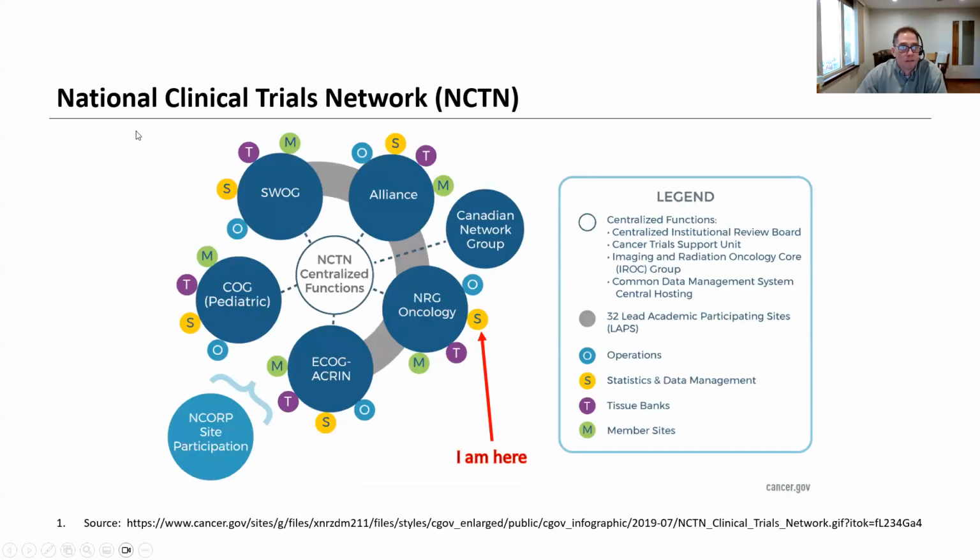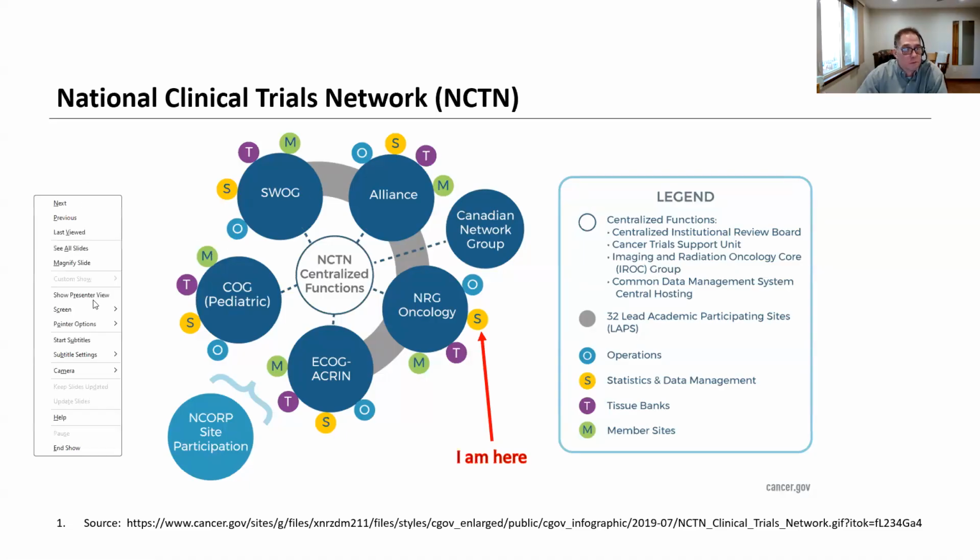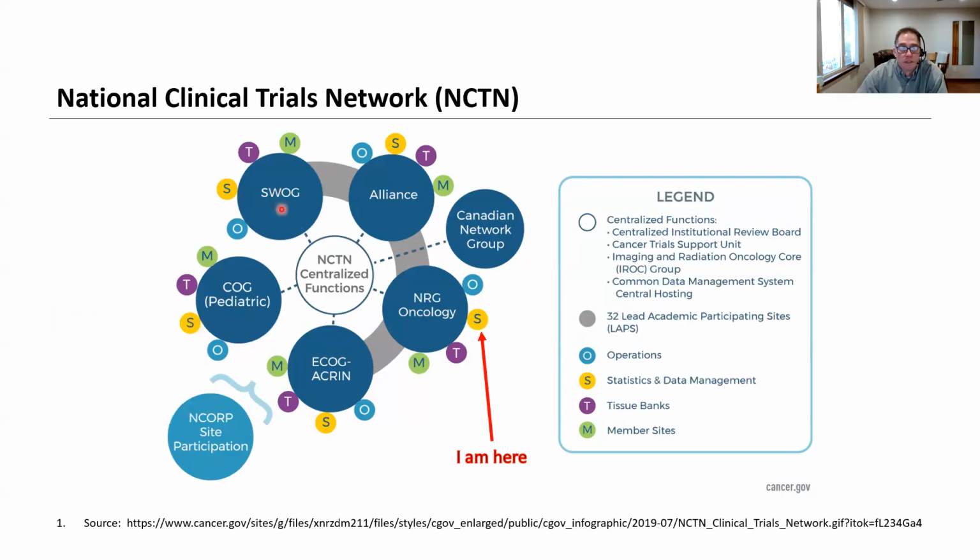A little bit about the National Clinical Trials Network, the NCTN. This is an NIH-sponsored network. There are 5 groups within that network: the Southwest Oncology Group, Children's Oncology Group, ECOG-ACRIN, NRG, and the Alliance. These are centralized at different points all around the country.